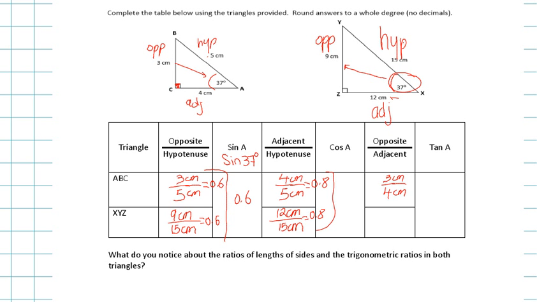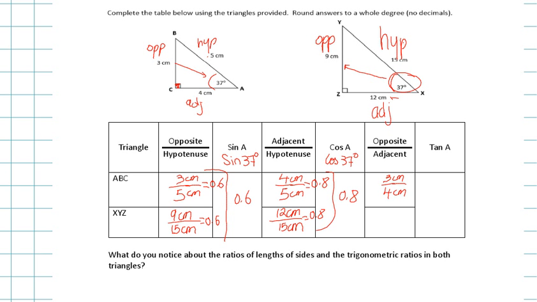Now the question is asking you to do cosine angle A, which is cosine 37. What do you get when you do that? I just get 0.7987. Probably to the nearest decimal? 0.8.